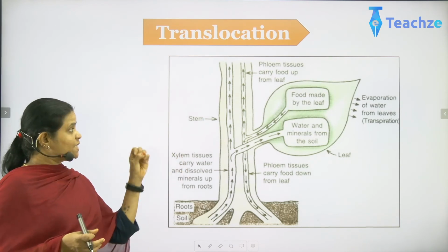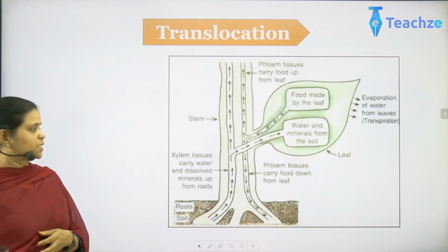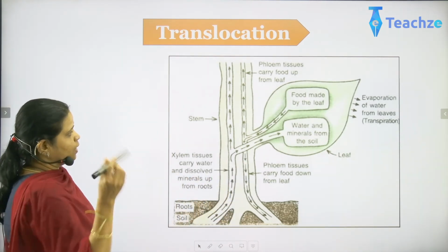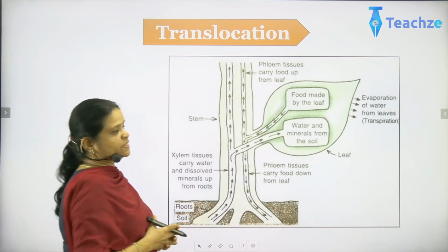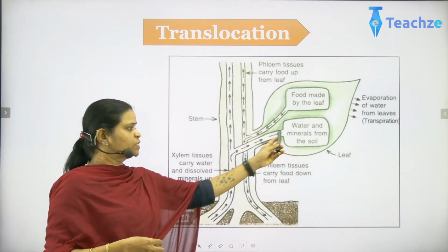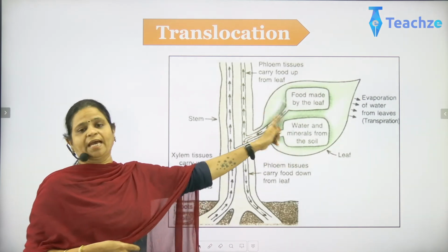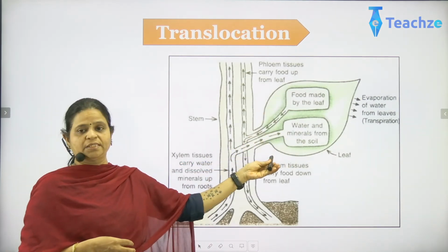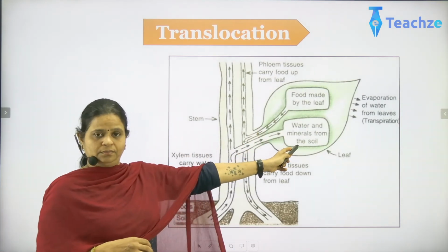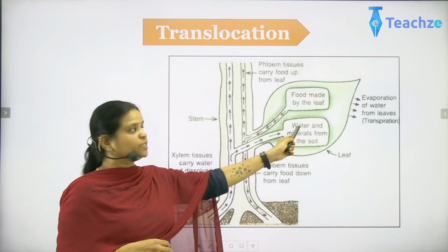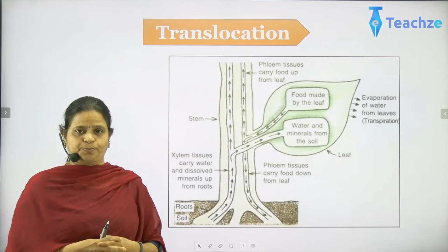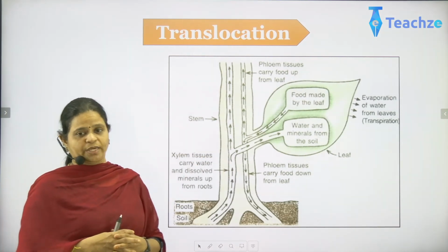Now, translocation is the name given for this kind of transport. So, you can see here the phloem tissues which are carrying food. Now, there is evaporation of water from leaves and transpiration, and food is prepared by the leaf, and water and mineral salts are all given here so that it can prepare the food. Now, without water and minerals, the plant will not be able to prepare the food. So, once the mineral salts enter, the food is prepared and the food is translocated by means of this active transport. So this is translocation.